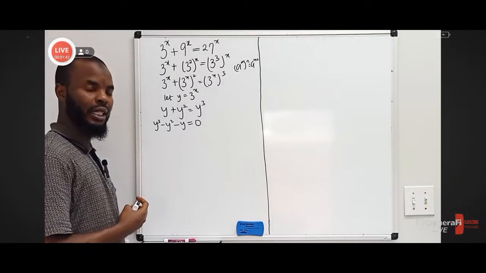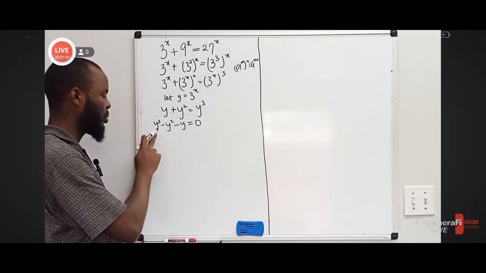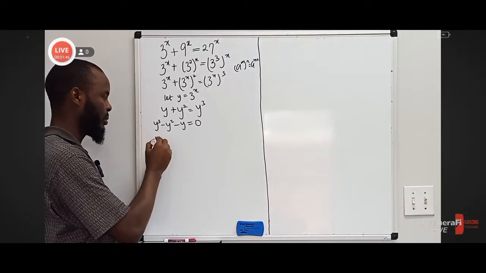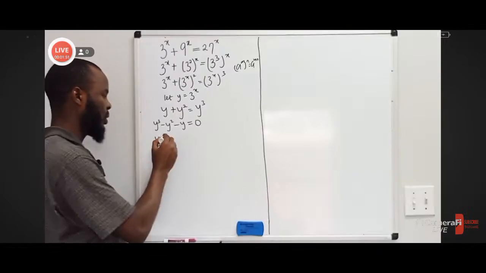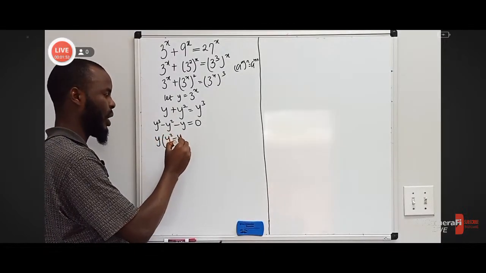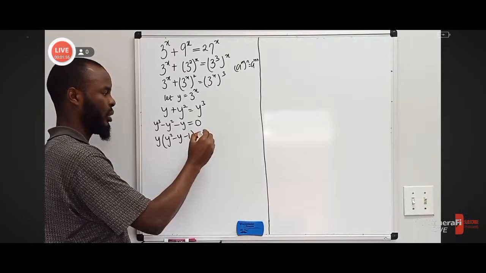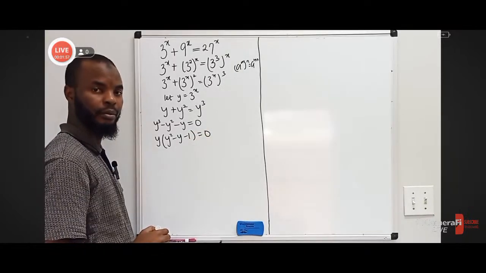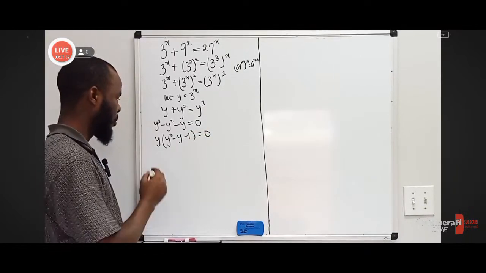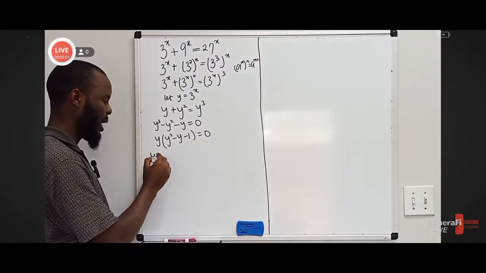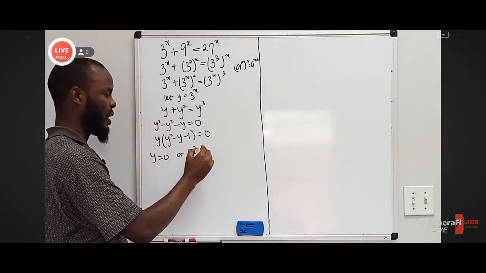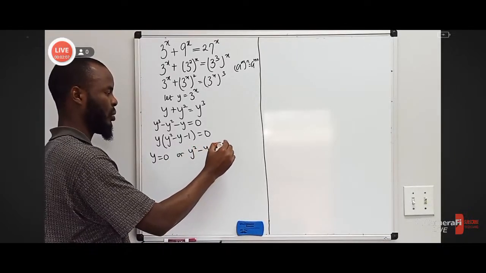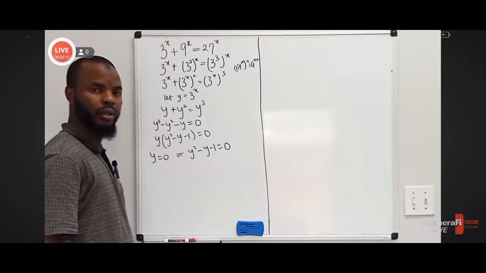So forming an equation like this, here we need to factorize y out. So factorizing y out, here we have y squared minus y minus 1 equals 0. Okay, now with this we can say that y equals 0 or y squared minus y minus 1 equals 0.